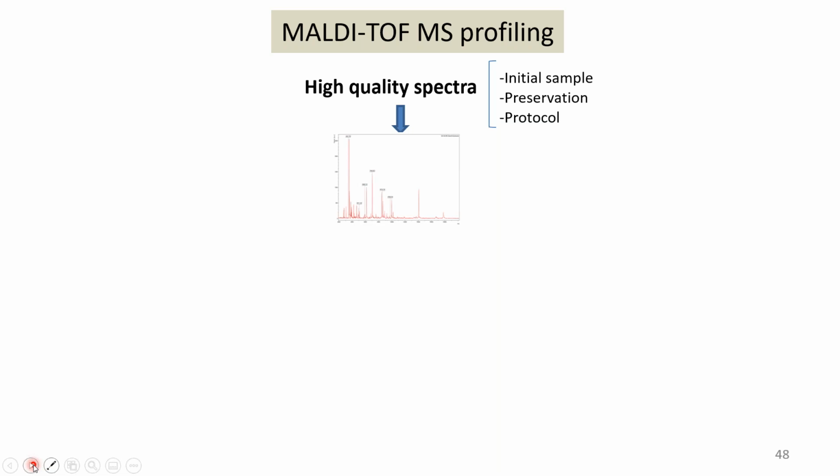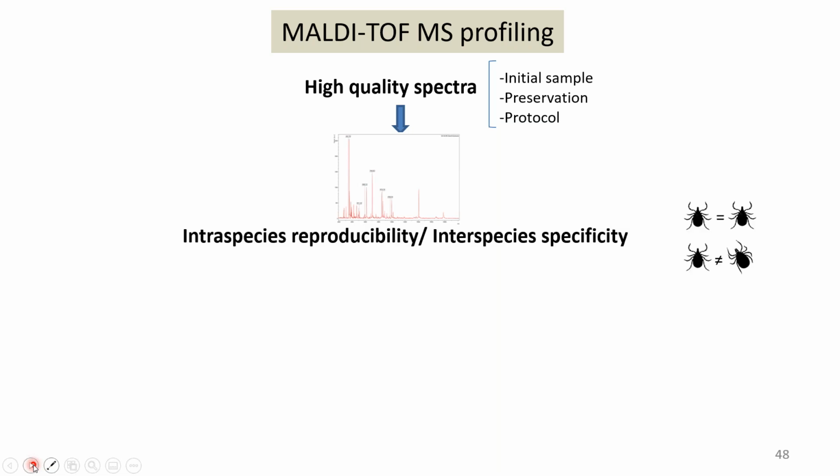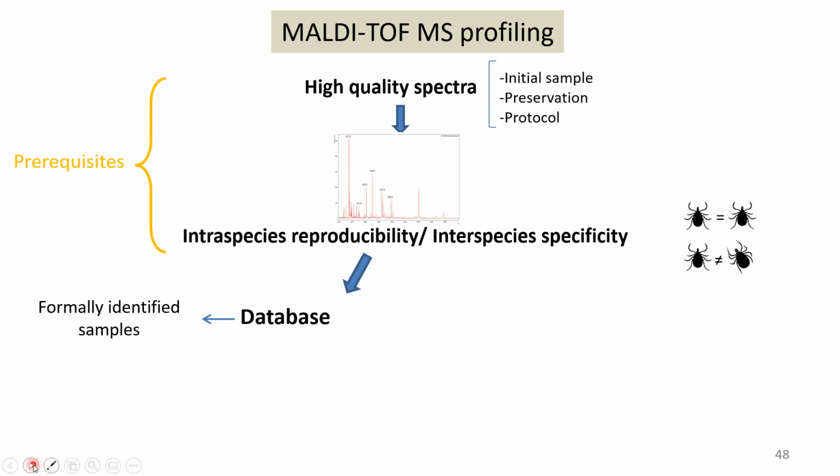And your protocol must take into account the preservation, but also the type of sample, all this to obtain usable spectra. Once you have that, you need to check intraspecies reproducibility and interspecies specificity. So it's a mouthful, but it is actually really simple. It means that two different species will have different spectra, and the same species will have the same spectra. And this is a prerequisite. You need all this before going forward. After that, you can start building your database that will be composed essentially of formally identified samples. If you are trusting your morphological identification 100%, you can base it on that, but usually we prefer something more unbiased, such as molecular biology. And the remaining samples can be used for querying that database, what I refer to as a blind test.